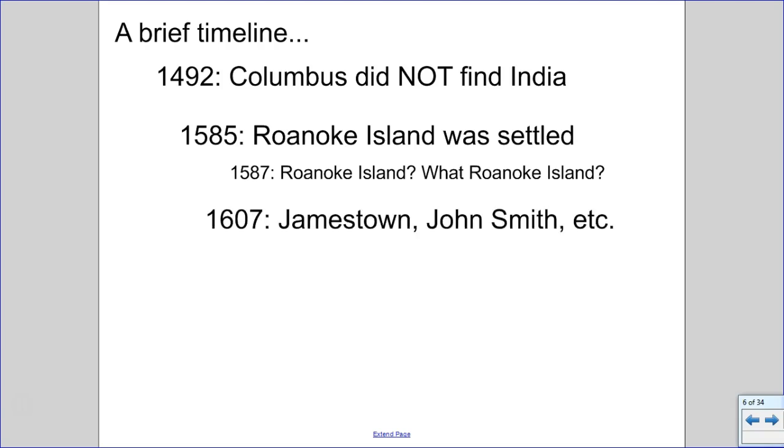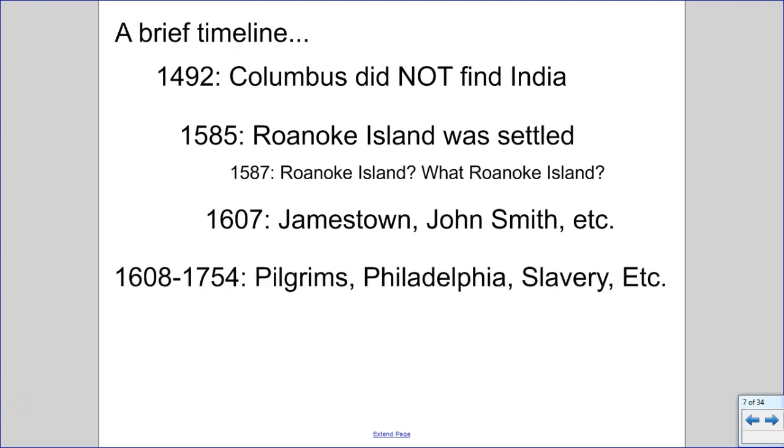1607, Jamestown, John Smith, Pocahontas, the Powhatan tribe. You know the movie. 1608 through 1754, the Pilgrims show up. They found Philadelphia, not the Pilgrims. Other people found Philadelphia. Slavery comes. Basically, they start enslaving people. Essentially, everything that we think of as colonial America takes place from 1608 to 1754.